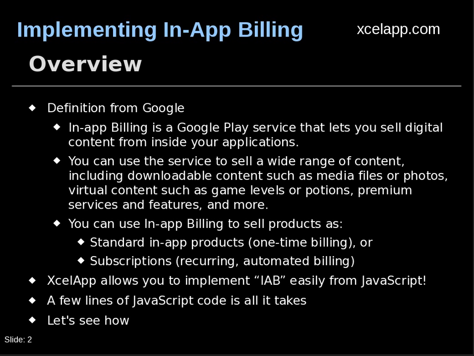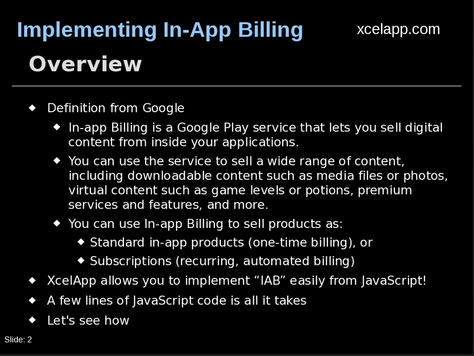Let's have an overview of in-app billing. Here's a definition from Google. In-app billing is a Google Play service that lets you sell digital content from inside your applications. You can use the service to sell a wide range of content, including downloadable content such as media files or photos, virtual content such as game levels or potions, premium services and features, and more. You can use in-app billing to sell products such as standard in-app products, one-time billing, or subscriptions, recurring or automated billing. Okay, so xcelapp allows you to implement what we call IAB easily from JavaScript.